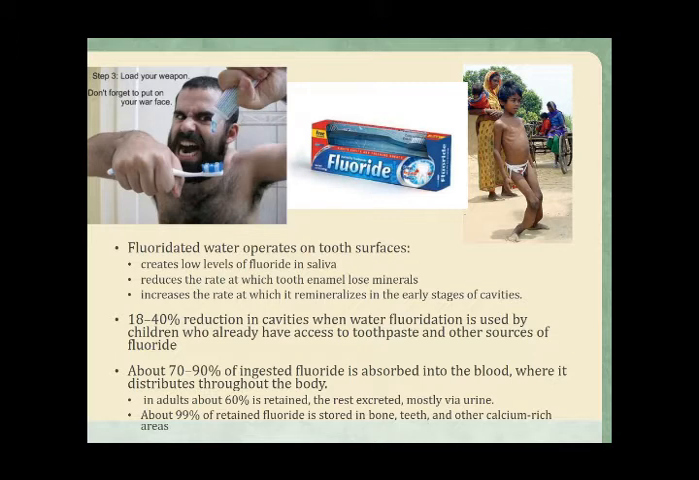70 to 90% of the fluoride gets to the blood, where it will be distributed to the body. So 60% of this ingested fluoride will get retained, the rest will be excreted, and most of this fluoride will end up in your teeth, in your bones, and other calcium-rich areas.